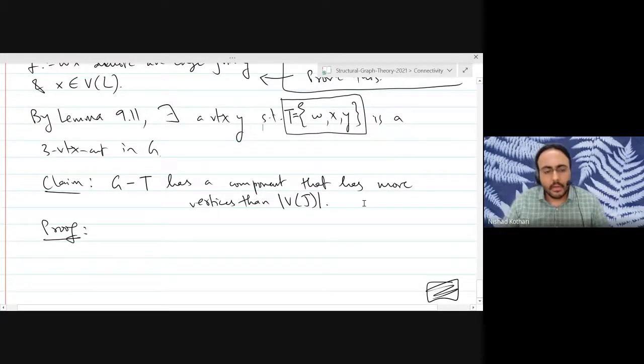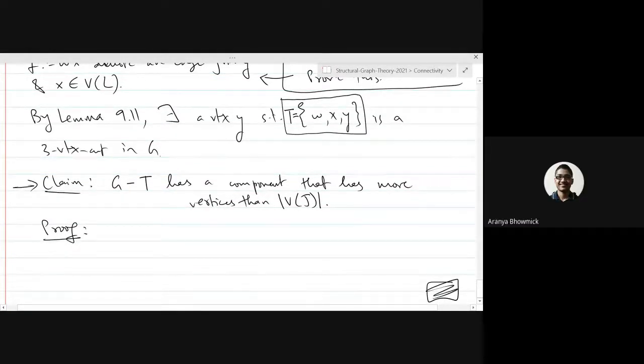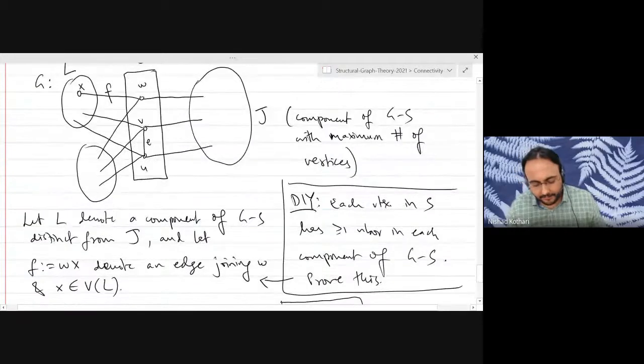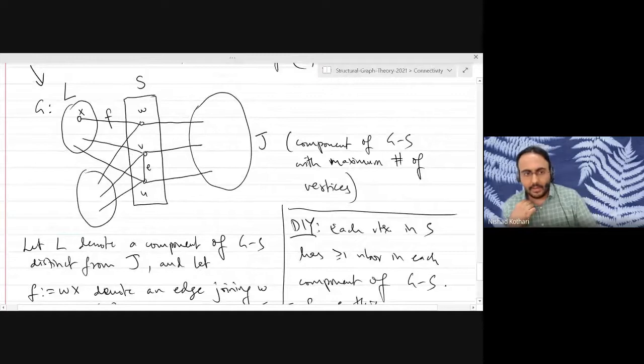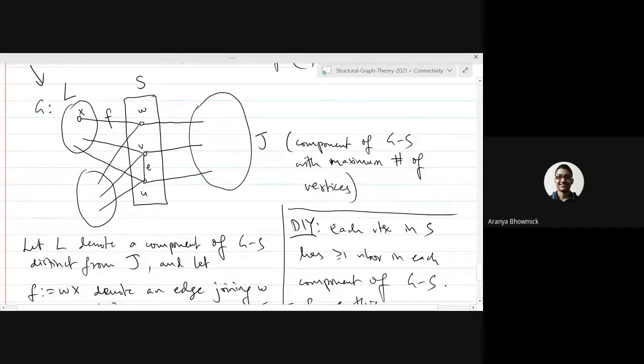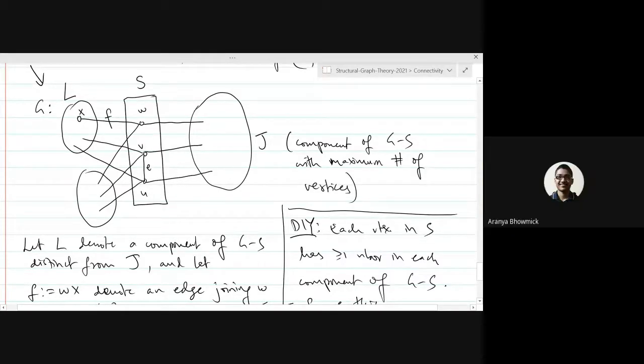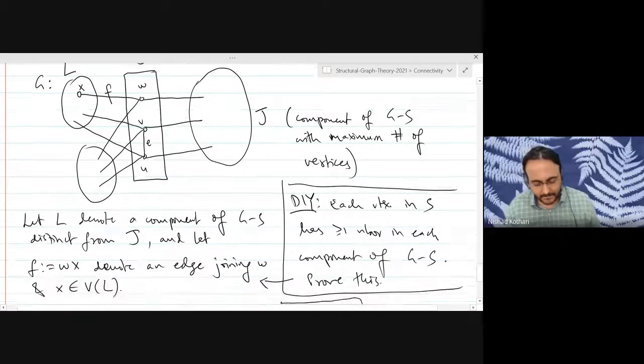So this is what we want to prove. Can you just once again repeat what T is? T is the set W, X, Y, the ends of the edge F and some vertex Y, which we don't know where it is in this drawing. So Y may be in any of the components. Y could be anywhere. It is not W and it is not X. That is all I know.